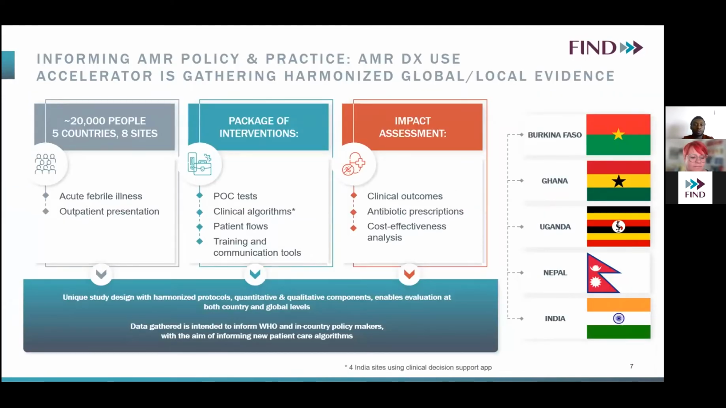This study involves about 20,000 participants from 5 countries, and we have about 8 sites. And we have this package of interventions, and then we assess the impact of the intervention at a period of 7 days. The study is unique in that we have protocols that are harmonized, but then they have differences depending on the country in which we are evaluating this study. The countries involved are Burkina Faso, Ghana, Uganda, Nepal, and India.